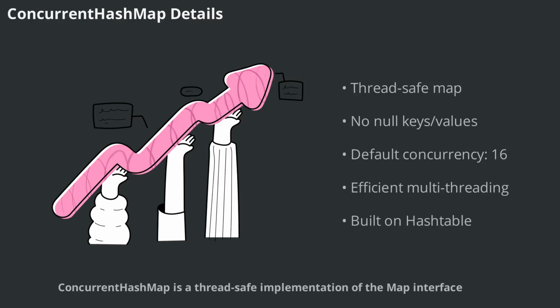ConcurrentHashMap is a thread-safe implementation of the map interface, built using a hash table. It allows concurrent access to its entries, making it ideal for multi-threaded applications. The default concurrency level is 16, and it does not allow null keys or values. This ensures that operations are safe and efficient even when multiple threads are accessing the map simultaneously. Its syntax and structure make it easy to use for concurrent data storage.